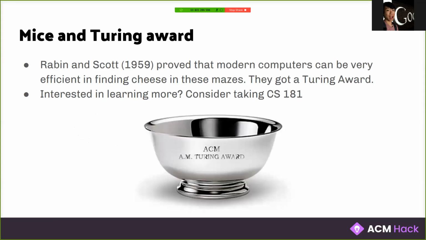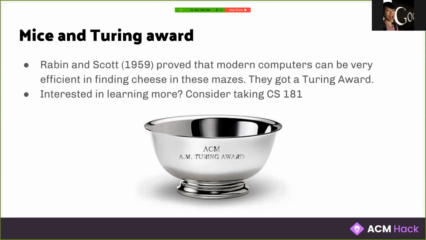But I want to connect that back to the theoretical computer science thing I was talking about earlier. So basically, what people ended up finding out was that in 1959, Rabin and Scott proved that modern computers can be very efficient in finding cheese in these mazes. And as I mentioned earlier, sometimes the mouse has to look a bit into the future to see how two paths differ, and in those cases it decides which path to take. So apparently, there is a way to make our computers just as smart as the mice in finding the cheese.